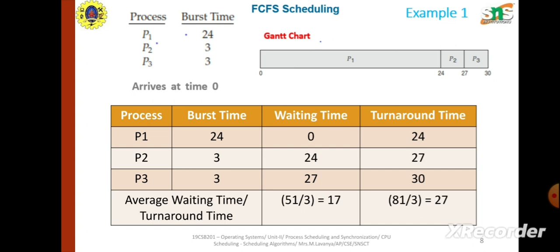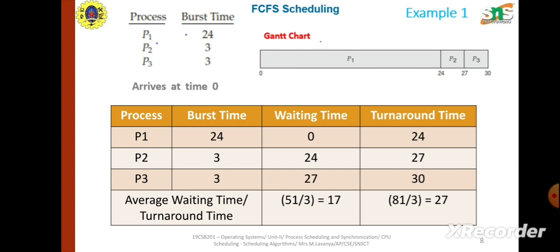So these are the processes P1, P2 and P3. All the three processes arrive at 0 milliseconds. Then the burst time is given. Burst time for process P1 is 24, process P2 is 3 and process P3 is 3. First, we are going to find the Gantt chart. Let's consider the processes arrive in the sequence P1, P2 and P3.